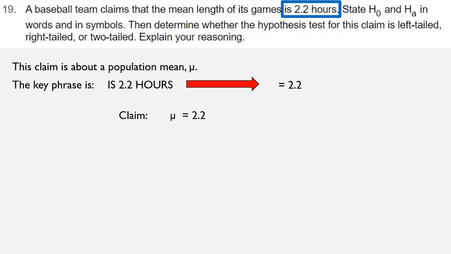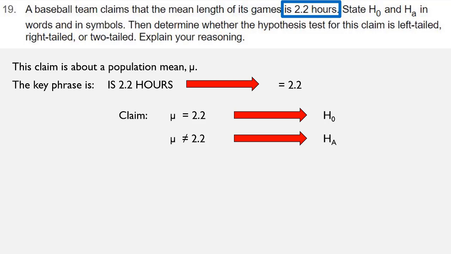So is that the null hypothesis or the alternative hypothesis? Well, if there is a statement of equality, it's the null hypothesis. So because there is a very definite statement of equality here, this is H0. Then the symbol that goes with an equal sign in the complementary hypothesis is going to be the not equal to sign. So the other claim would be mu not equal to 2.2, which would be our HA.